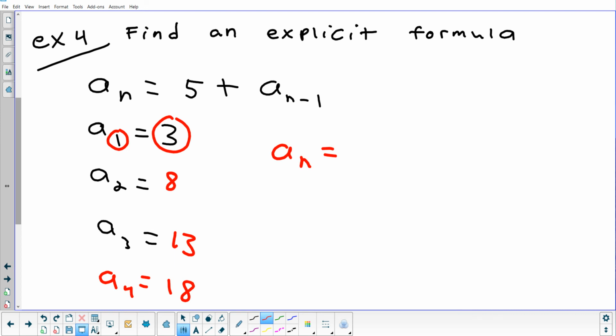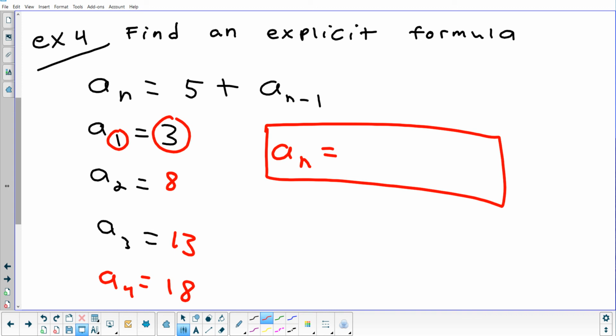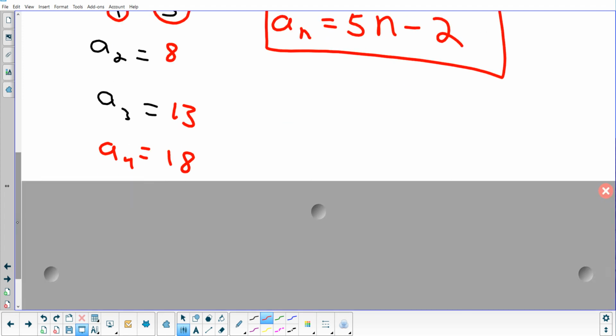So how would you write times 5 minus 2 as a formula? It would be 5n minus 2. Yeah, 5n minus 2. Again, n represents the position. So you want to know the 100th position? Simple, 498. Very easy now. So you should be able to convert a basic recursive into an explicit, not necessarily a really advanced recursive.